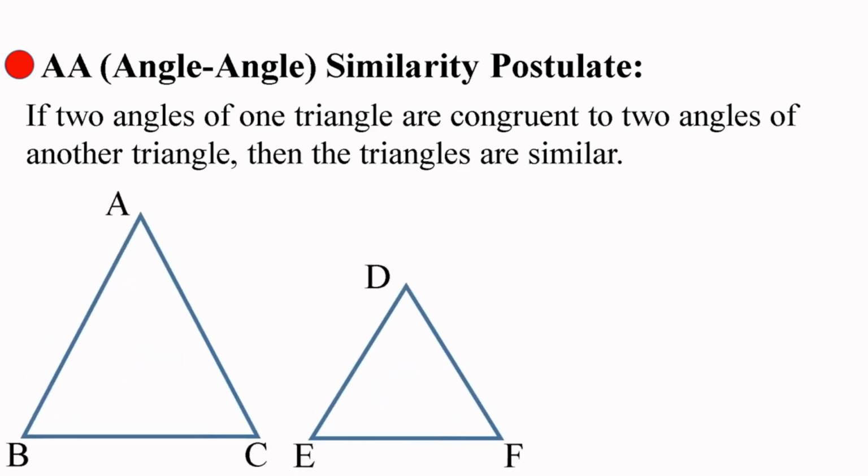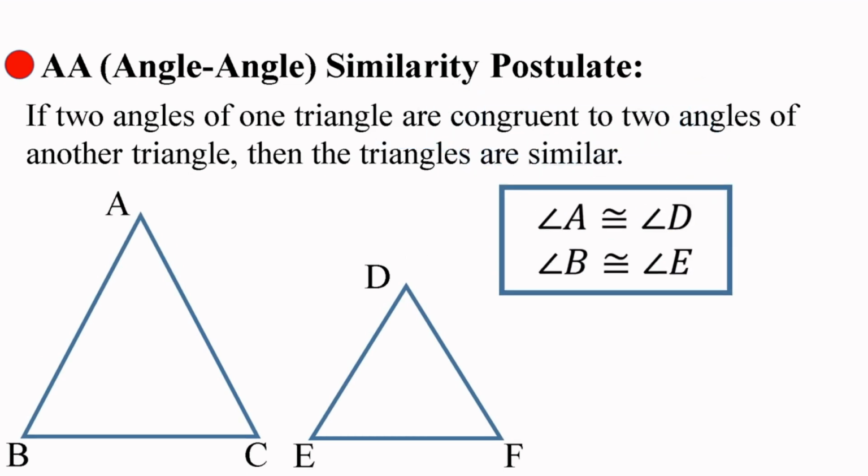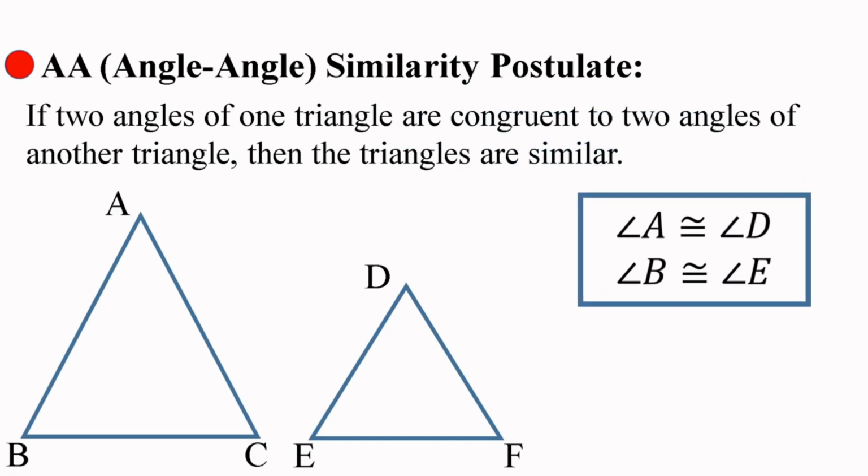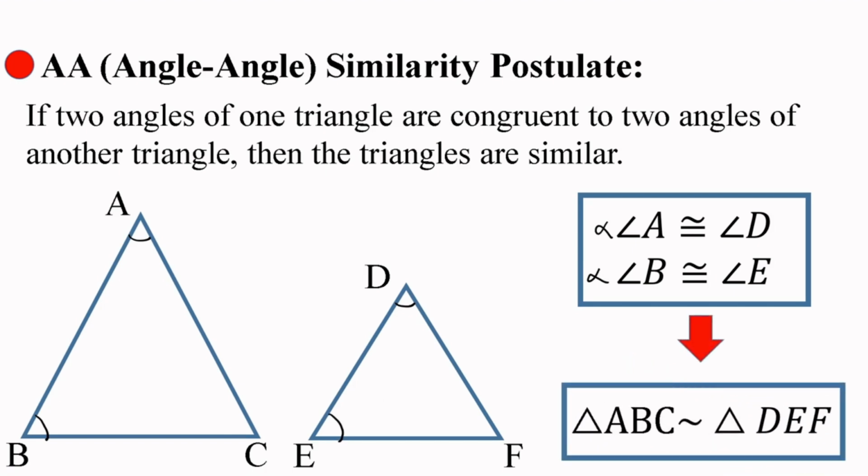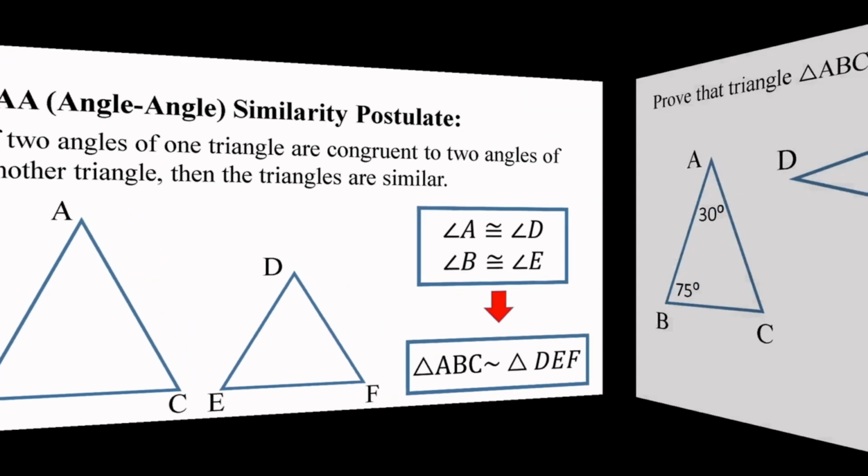Assume that we have two triangles. One of them is ABC, the other one is DEF. If we know that angle A from the first triangle is equal or congruent to angle D, and angle B from the first triangle is congruent to angle E from the second triangle, then I can realize that triangle ABC is similar to triangle DEF based on AA postulate. Okay, let's solve an example about it.